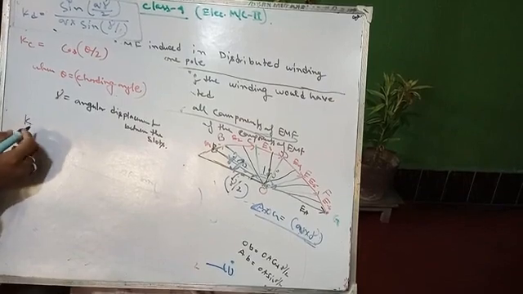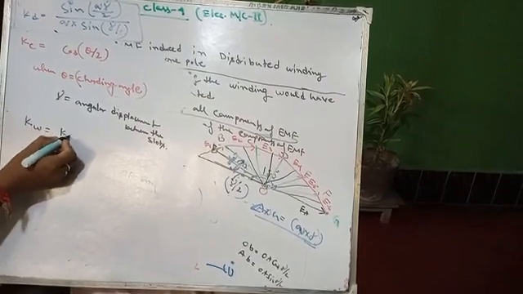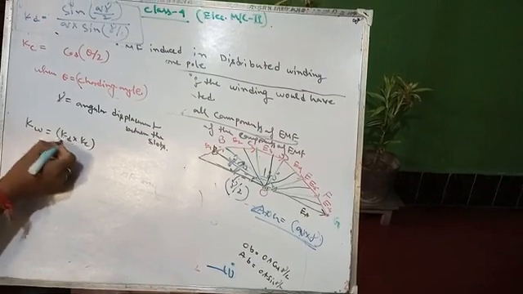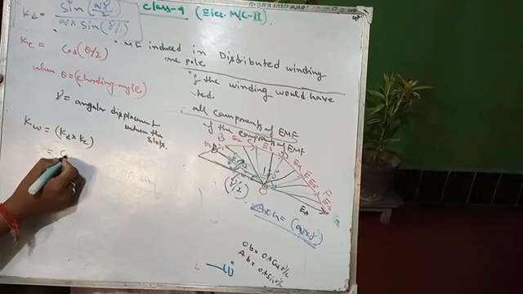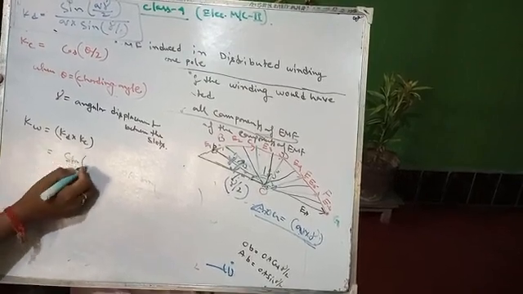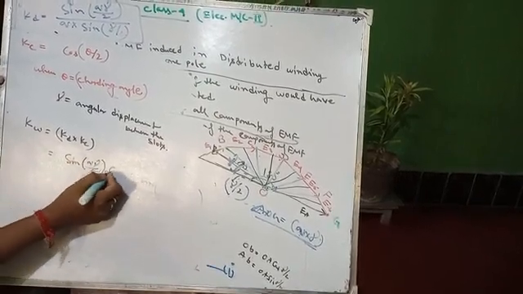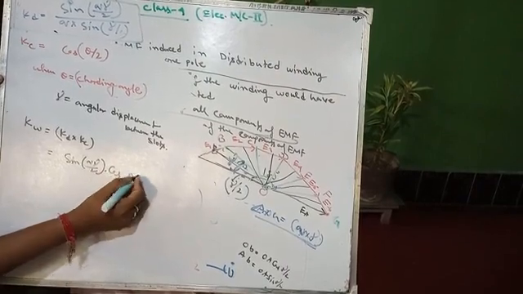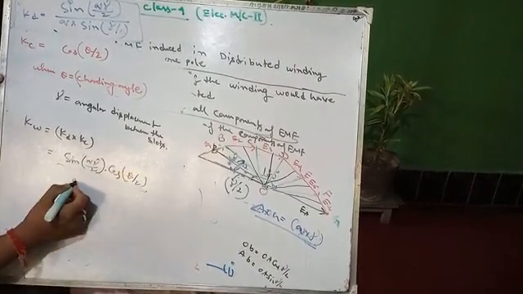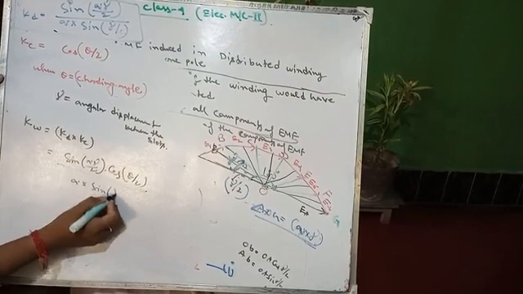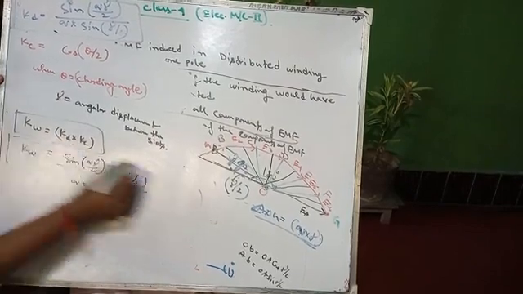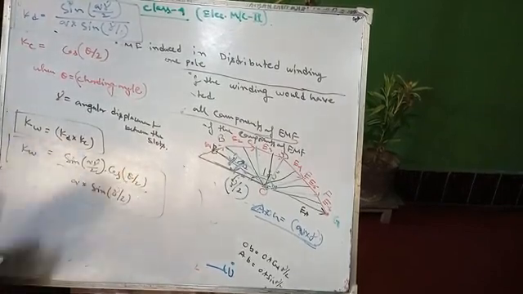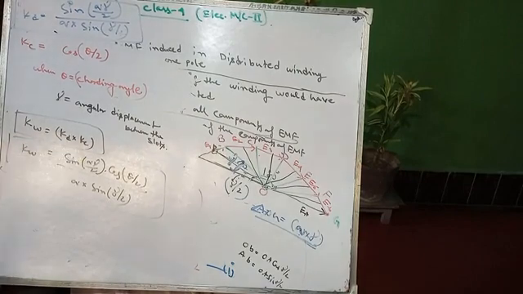Now you can write winding factor equals kd into kc. Always remember, winding factor equals kd into kc. These two types of factors are there. So sine q gamma by 2 into cos theta by 2, divided by q into sine gamma by 2. This is your winding factor. The winding factor has two types of factors: first is the distribution factor, second is the coefficient factor. By multiplying these two, we get the ultimate winding factor.